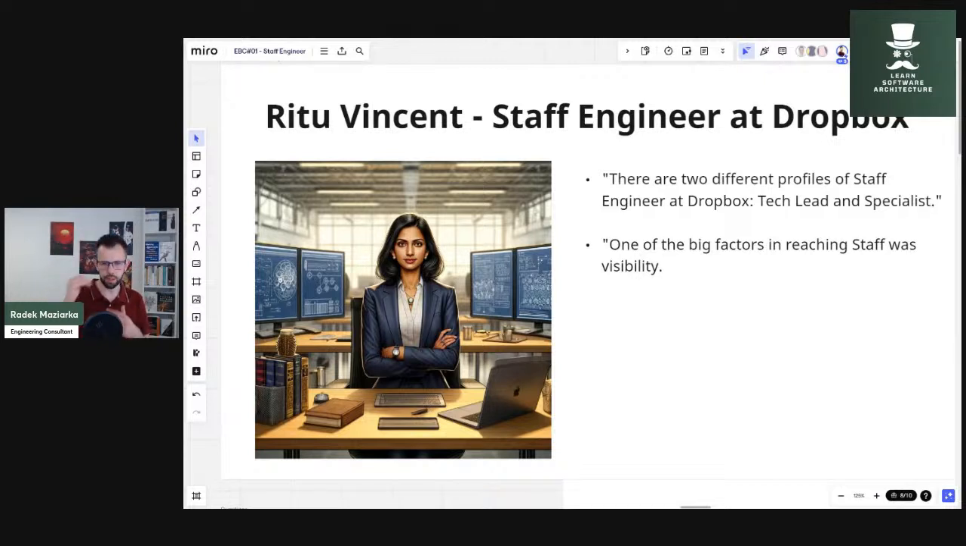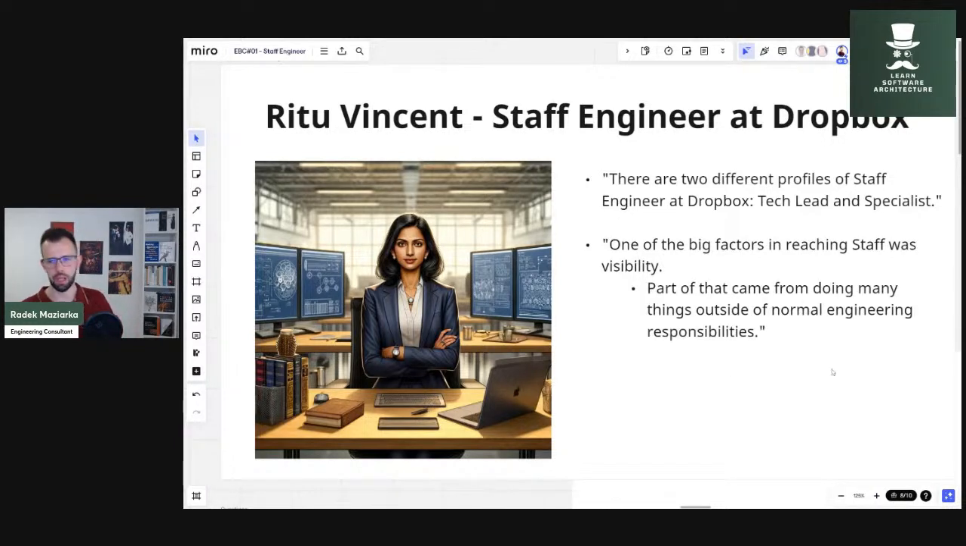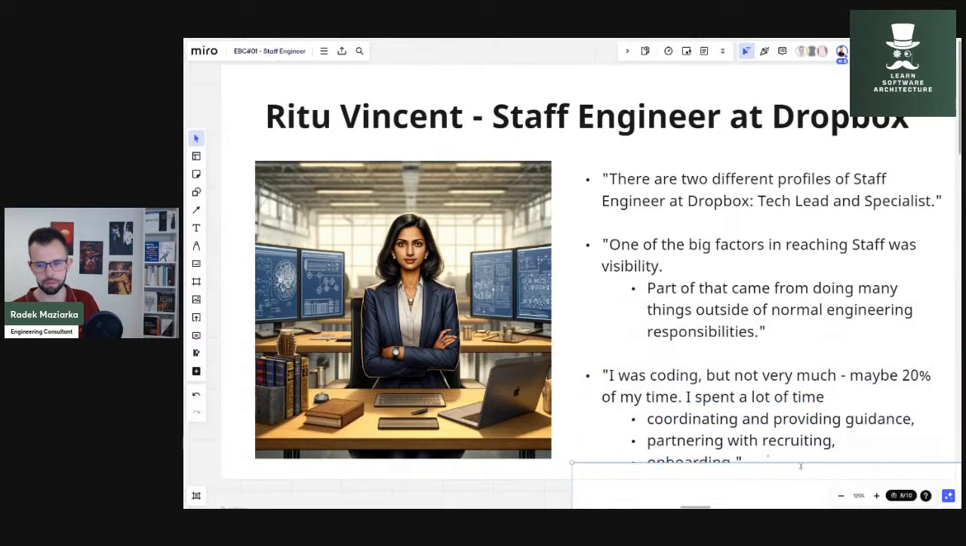That if you want to reach a staff level, you should work on visibility, so to be visible within a company. And part of that came from doing many things outside of your normal engineering responsibilities. So if you want to reach a staff engineer level, you shouldn't be solely focused on the responsibilities that you have in hand. So if you work as a senior engineer, work specifically with your team, but also try to help different teams, try to be involved in recruitment, and based on that, you will improve your visibility.